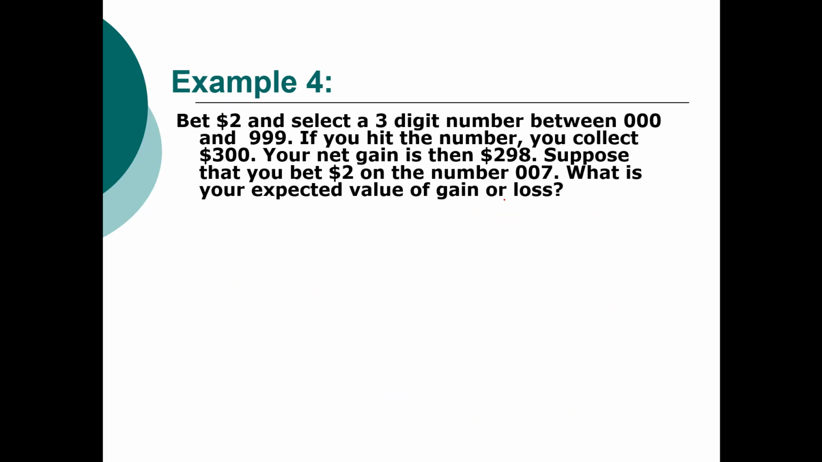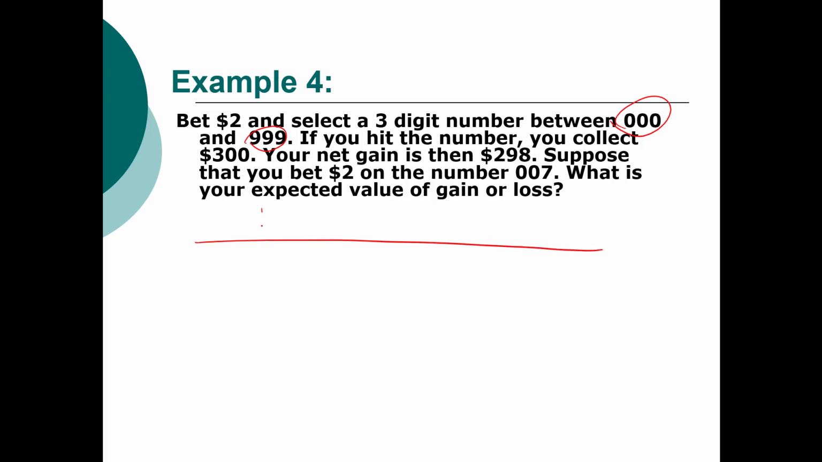Example 4. You're betting $2 and selecting a 3-digit number between 000 and 999. If you hit the number, you collect $300. Your net gain is then $298. Suppose you bet $2 on number 007. What is your expected value of the gain or loss?